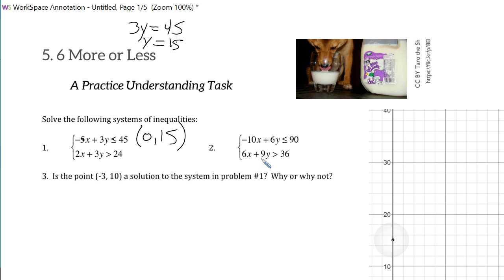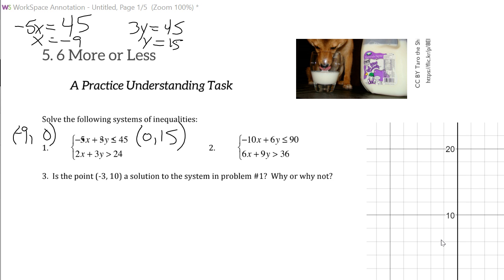Okay? Similarly, let's put in a 0 for y. So now that's going to be gone, and you get a negative 5x equals 45. Divide each side by negative 5, and you get x is negative 9. That's how you find the intercepts. Oh dear, x is negative 9. Let me fix this.